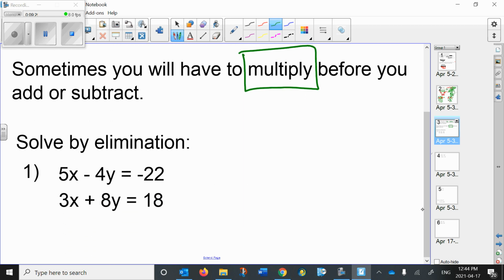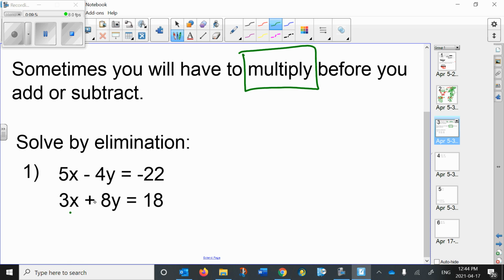So if you look at this equation, you will see that in order to get rid of the x term, I would have to get these two to be the same number. So I'd have to times this whole equation by 5 to get 15, and this whole equation here by 3 to get 15. And sometimes you will have to do that. I usually look for one where I just have to multiply one of the equations.